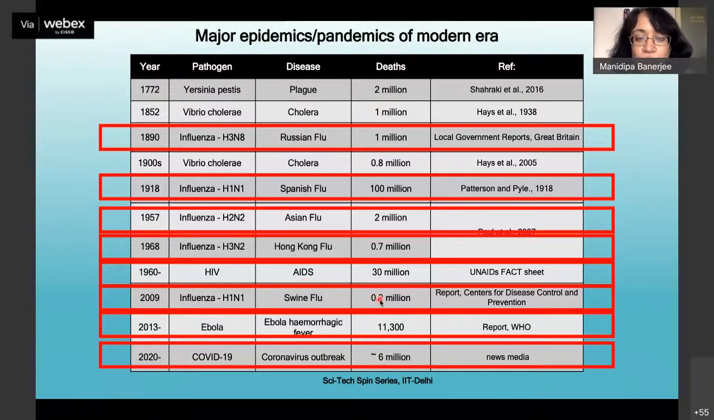Ebola, which causes Ebola hemorrhagic fever. And then obviously pandemics are nothing new to us, right? Because we've been living in the COVID era and we have been dealing with the pandemic caused by SARS-CoV-2. This is the third year of the pandemic, and it has already killed about 6 million people.